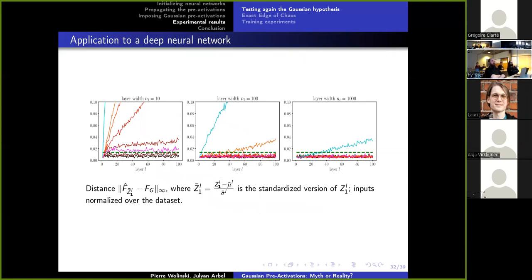Here is the same plot, but for 100 layers, and we see whether there is some drift after one layer, or if there is some intrinsic problem in our numerical computation. So the curves here show the distance to the Gaussian after 1, 20, 40, etc. layers. So in the narrow case, with n equal to 10, some of our examples are much better than tanh, but some of them are also diverging.